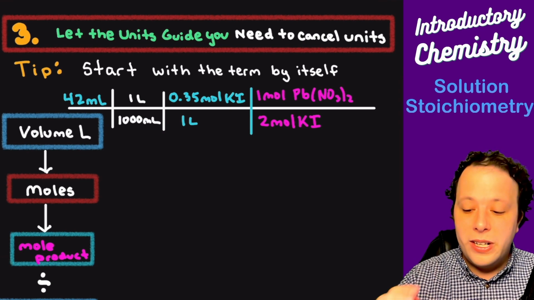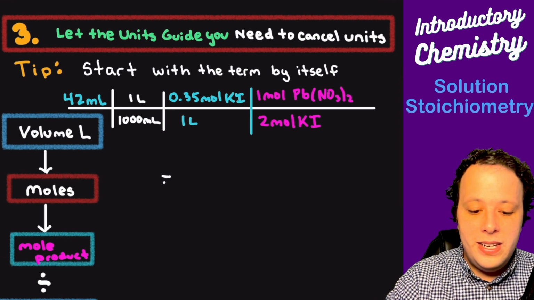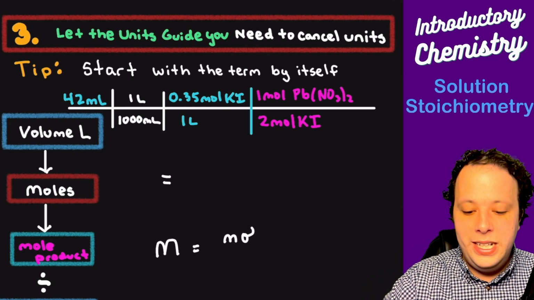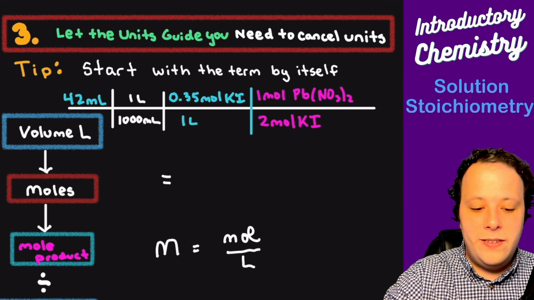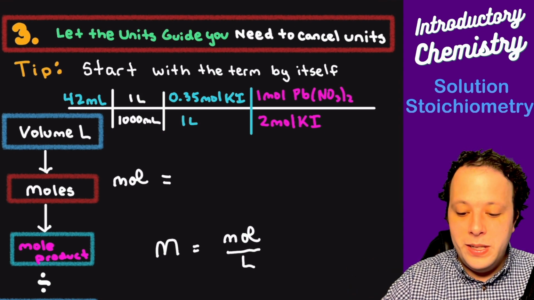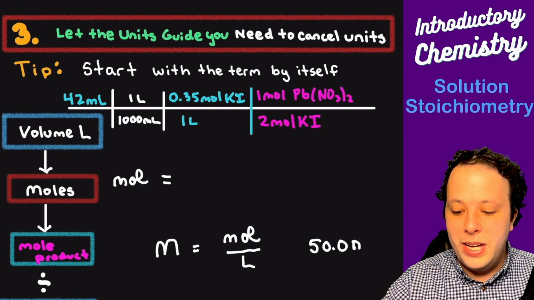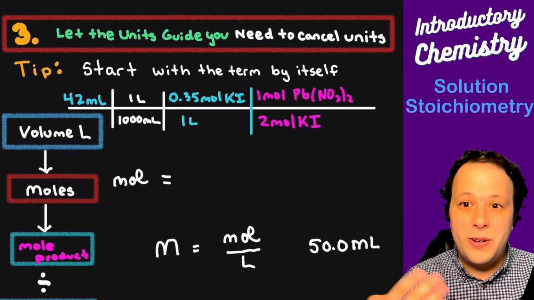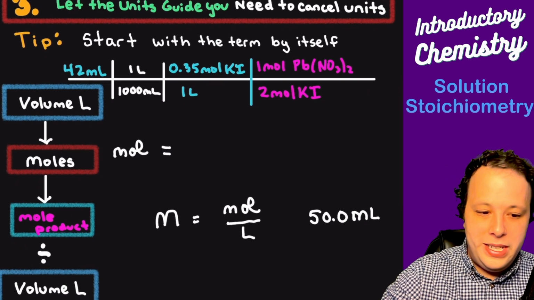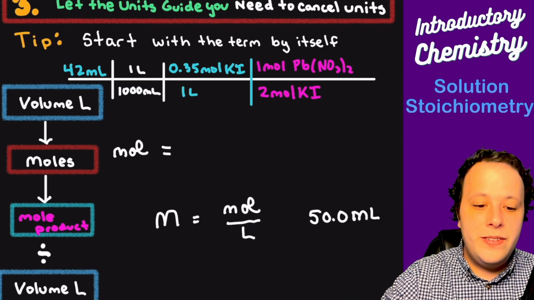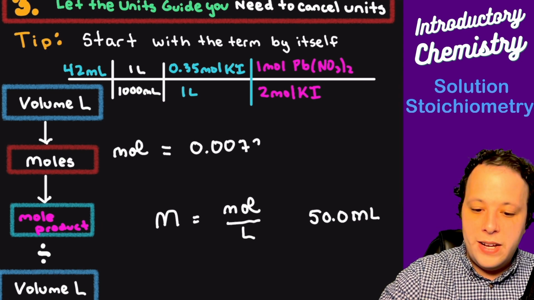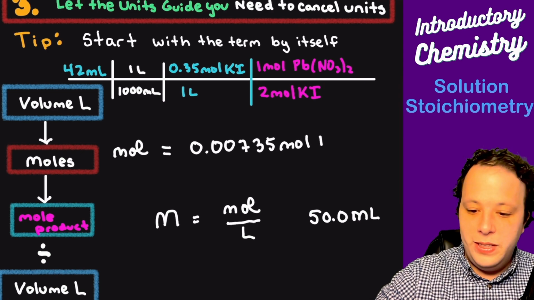Now we're going to calculate how many moles there are. In order to get this into molarity, remember, molarity is moles over liters. This first portion will give us how many moles there are. For the liter component, we started with 50 milliliters, which is how much the problem told us we have. We'll convert that to liters and then divide this number by that. So when we do the math here, we take 42 times 0.35, divide it by 1,000, divided by 2, and we will get 0.00735 moles of lead nitrate.